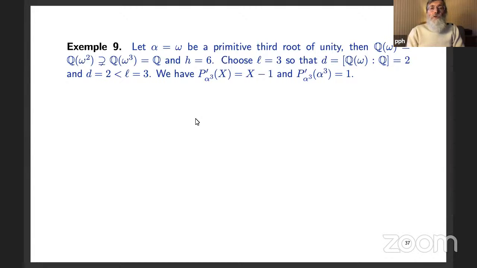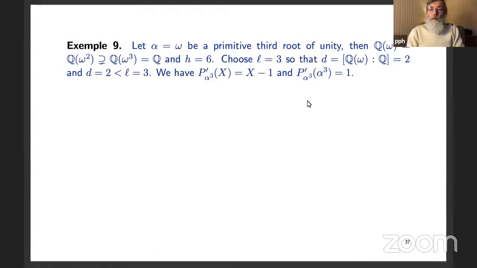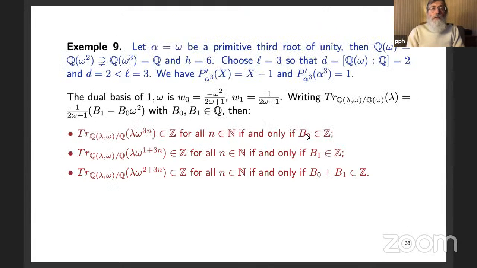The minimal polynomial of alpha cubed, of x, so there is a mistake here. There is no prime. This is not the derivative. This is a polynomial. This is just x minus 1, because alpha cubed is 1. But if we look at the derivative of this polynomial evaluated at alpha cubed, this is 1 also. So with this at hand, one can compute the dual basis of 1, omega. This is w0 and w1.